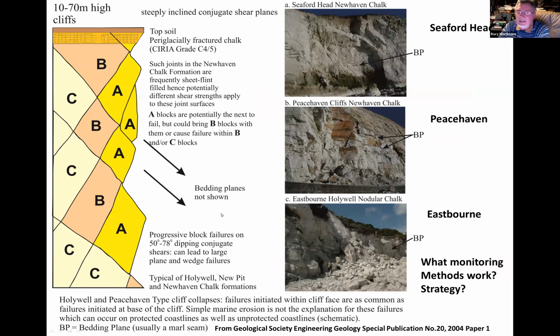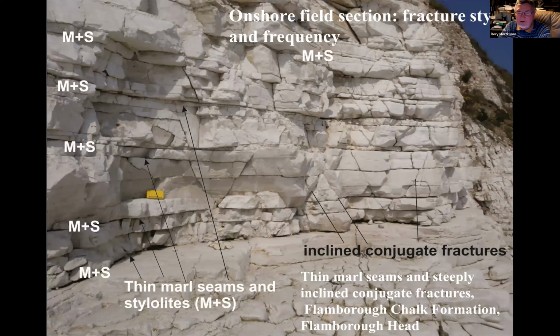And this is just another illustration of the same sort of thing, but it's happening not just in the New Haven chalk. Here, at the top of the Seaford cliffs, we've got New Haven chalk coming in, and where you get the New Haven chalk coming in, you're getting these inclined conjugate fractures. Here we have Peacehaven cliffs, again, the same inclined conjugate fractures, but here at Eastbourne, we're in the Holywell chalk, and again with steeply inclined conjugate fractures and major collapses occurring along that coastline. So the style of fracturing is very much controlling both the scale and style of slope failures in the rock. And this is not just confined to southern Britain.